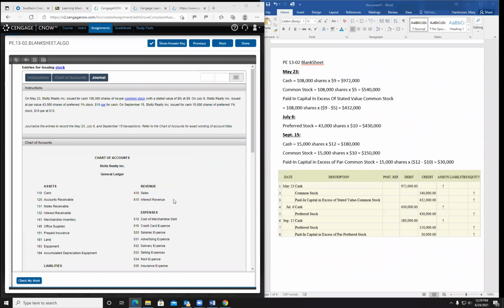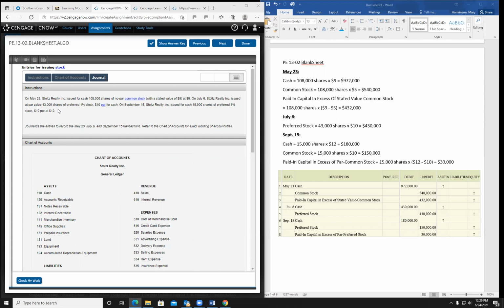All right, here we're going to talk about how to do some entries for issuing stock. So the first, we'll read the problem. On May 23rd, Stoltz Realty Inc. issued for cash 108,000 shares. Basically, that means they sold shares for cash. They sold 108,000 shares for cash and they sold a no par common stock at $9. Now, it does give us information that this common stock has a stated value of $5.